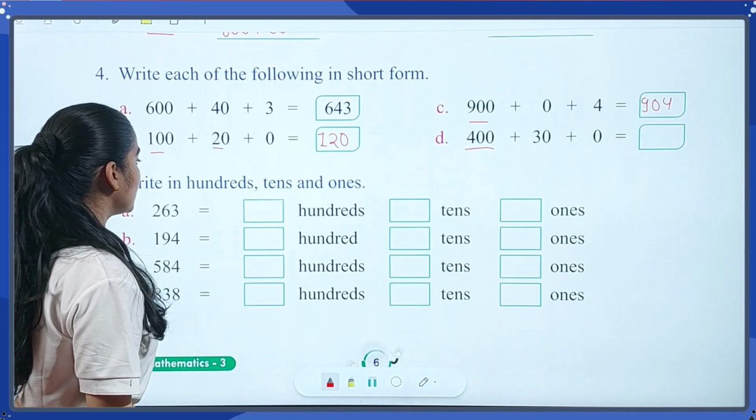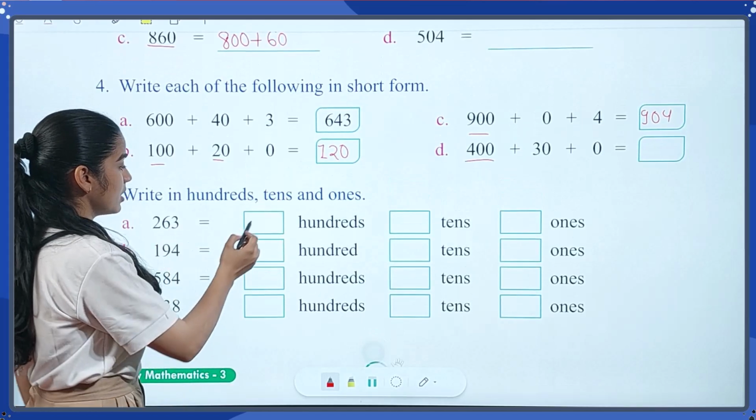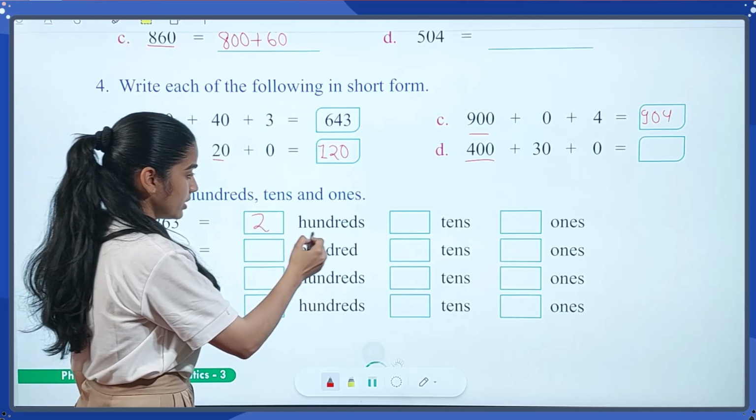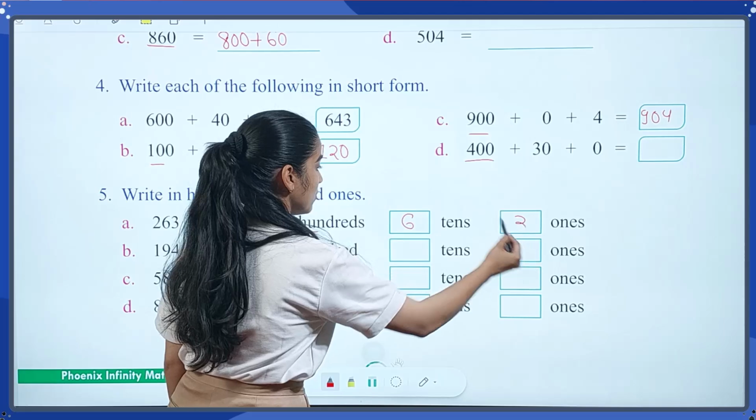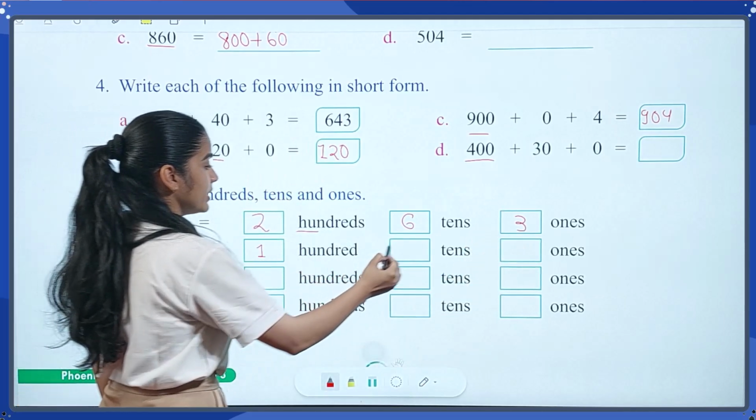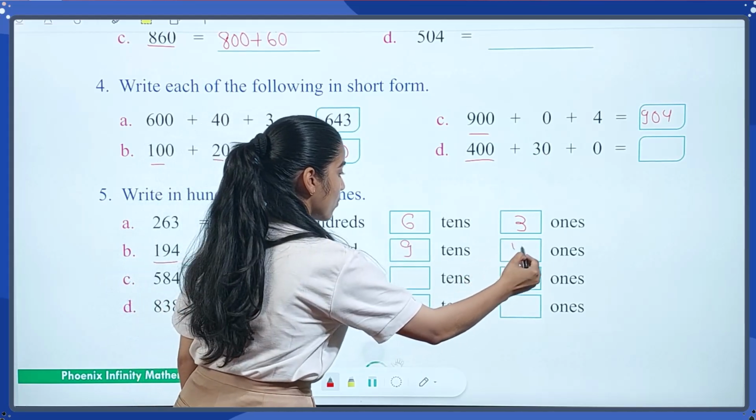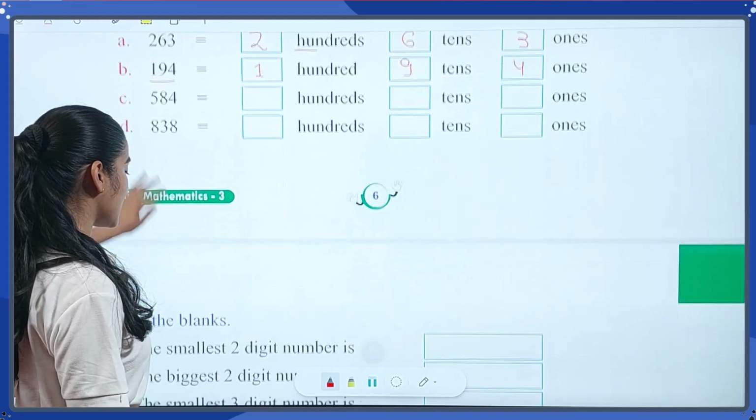Now write in hundreds, tens and ones. So here we have 263. 200, 6 tens and 3 ones. 194. 100, 9 tens and 4 ones. So you can write the rest of the two questions as it is, as I do.